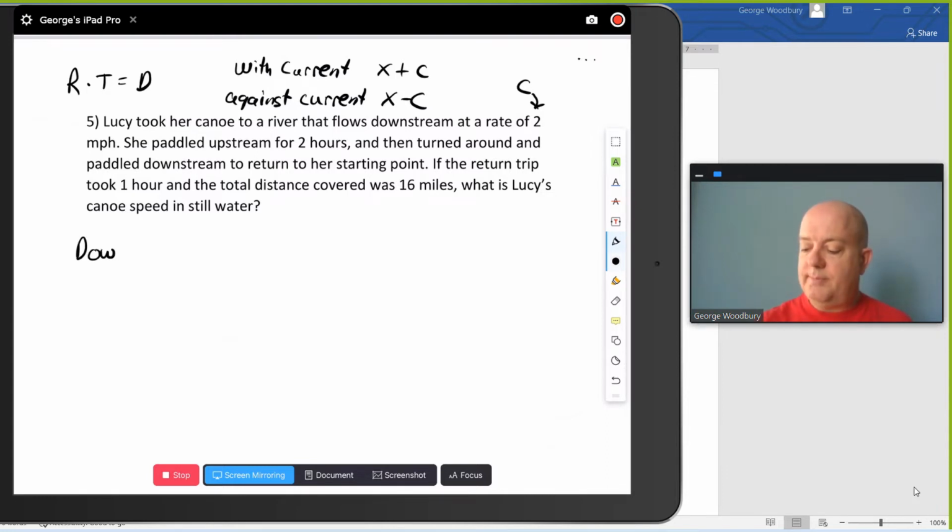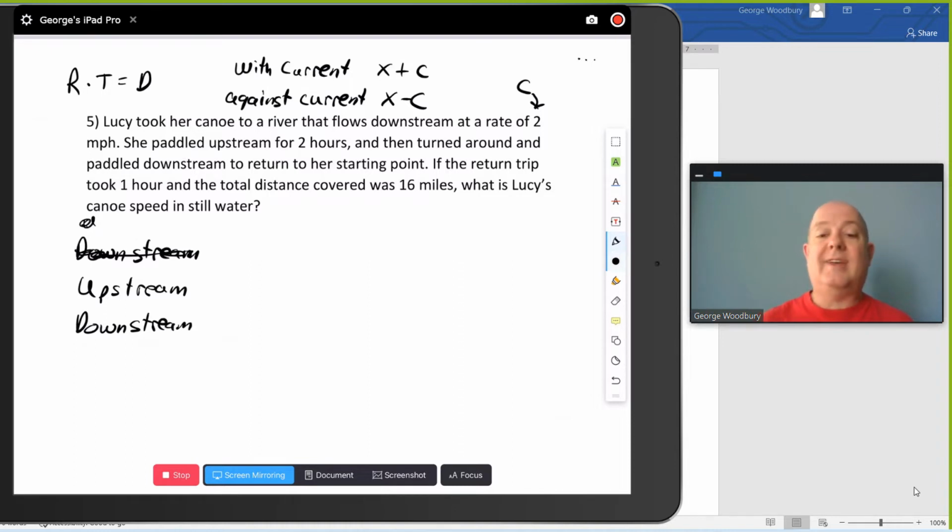Okay. So there's two legs to this trip. There's downstream, that's going with the current. Oh, I'm sorry, upstream was first. Let me write it this way. We'll put upstream first. That was the first leg. Downstream was the second leg. And for each, we're going to have rate, time, and distance.